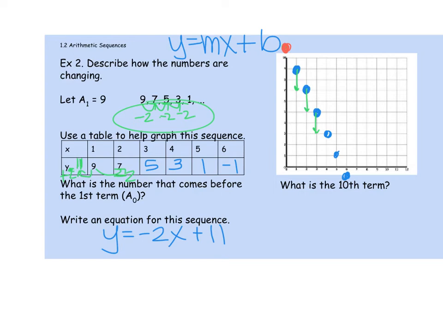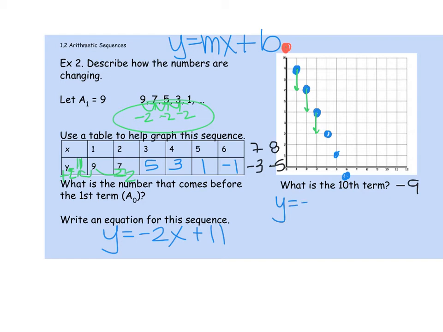All right, what's the 10th term? Again, we could use that table. The 7th term, subtract 2, would be negative 3. The 8th term is negative 5. 9th is negative 7. 10th is negative 9. Okay, I'm going to write that to the side here. I know I should get negative 9. If you use a table, perfect.